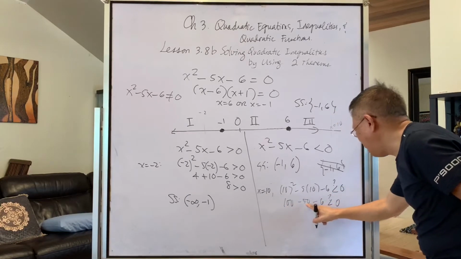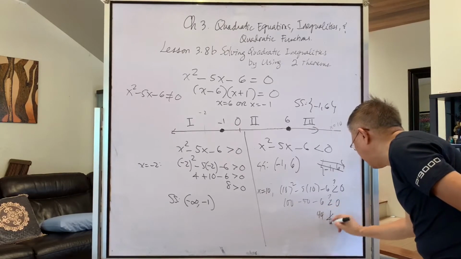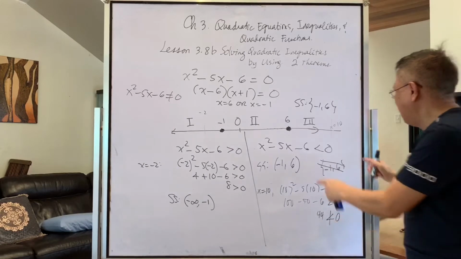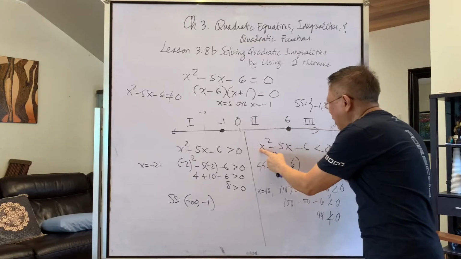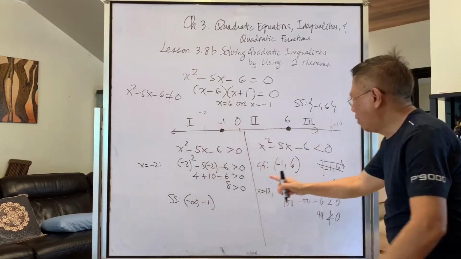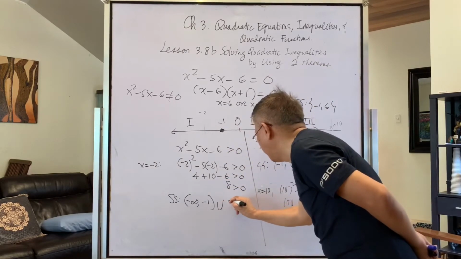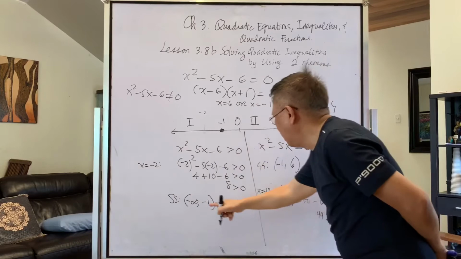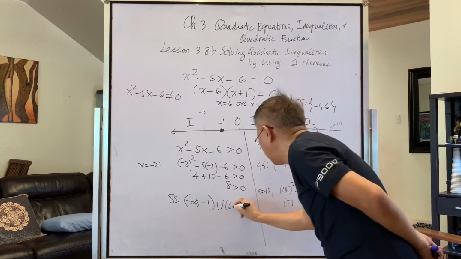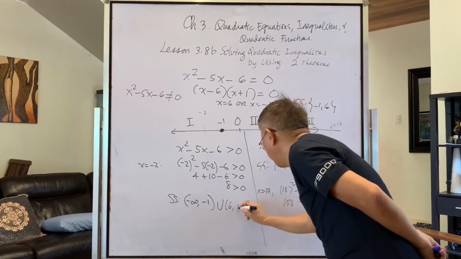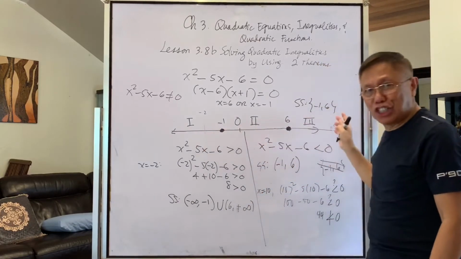100 minus 50 is 50. 50 minus 6 is 44. 44 is not less than 0. Which means this interval is not a solution to this inequality. So this interval goes to the solution of this inequality. Therefore, the solution of this inequality will now be this interval union the interval where 10 belongs. So this is 6 up to positive infinity. We have covered all the regions.